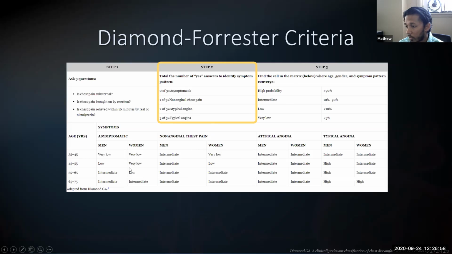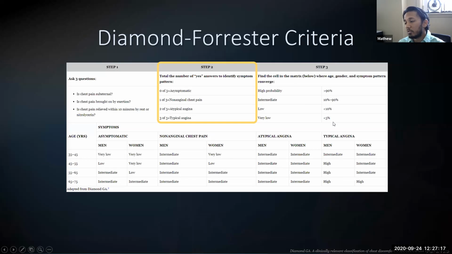After you've decided which of these questions apply, you're going to look at this bottom chart and find the matrix that they fall into. So if this person had typical angina and they were 55 to 65 and male, you're going to say, oh, this is high. High probability means it's greater than 90%. You're probably going to go ahead and do a recommended angio in them.